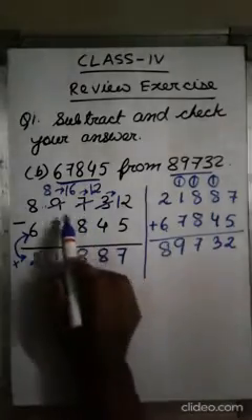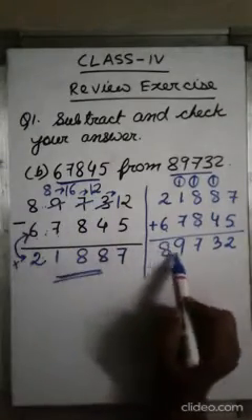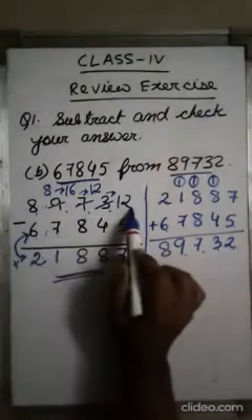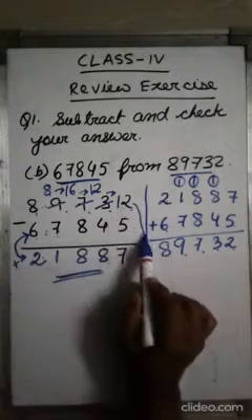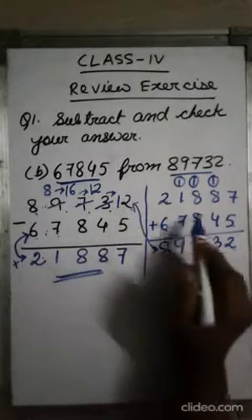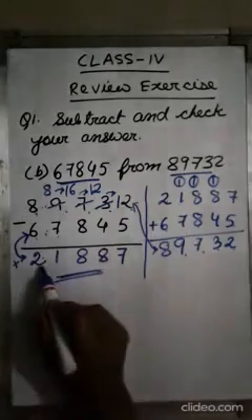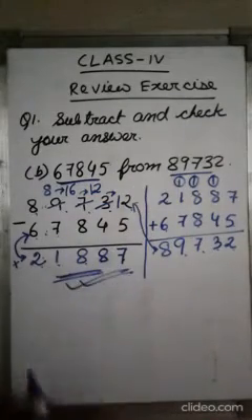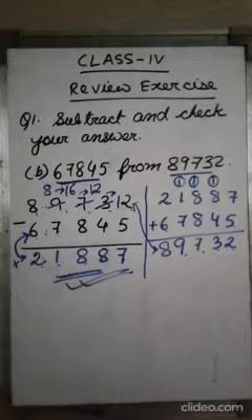So our answer is 89732. This and this number are the same. Therefore, the answer we have got, 21,887, is correct. This way you have to check your answer.